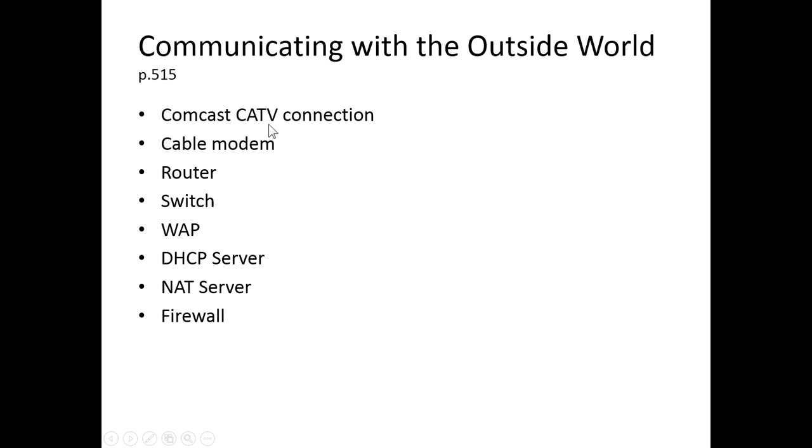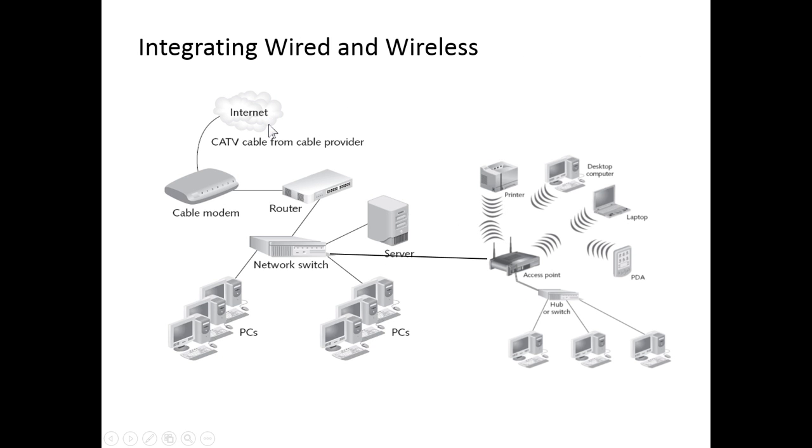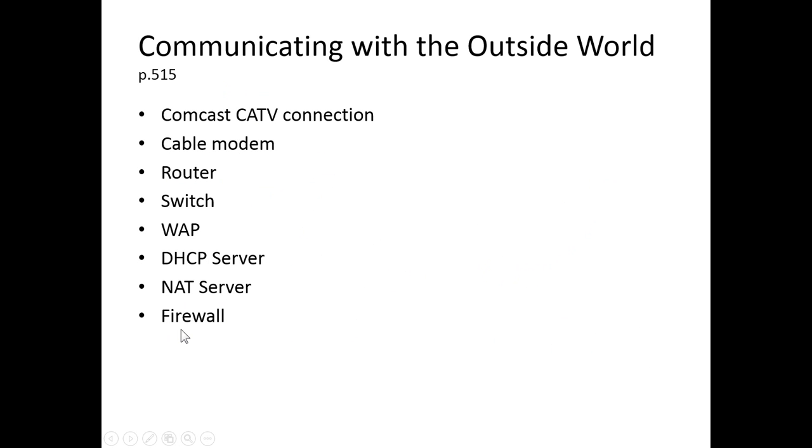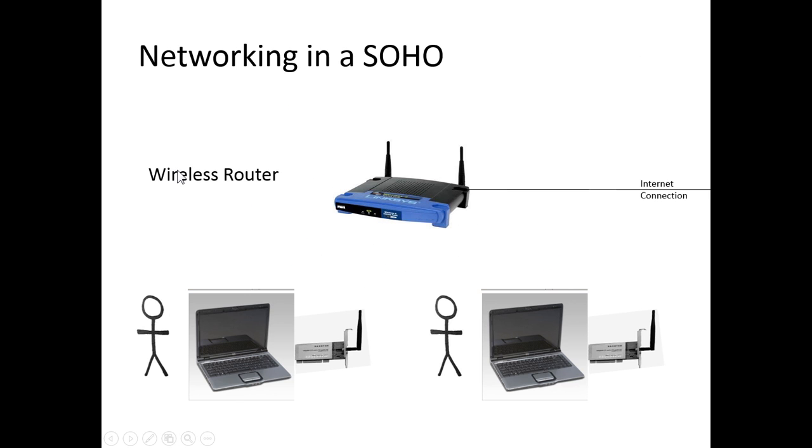In this example, every single one of these components is a separate electronic device. Separate modem, separate router, separate switch, separate wireless access point. In a large organization, these will all be separate devices. Now, let's look at network in a small office, home office.